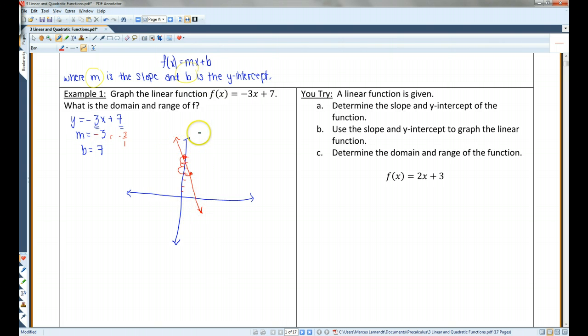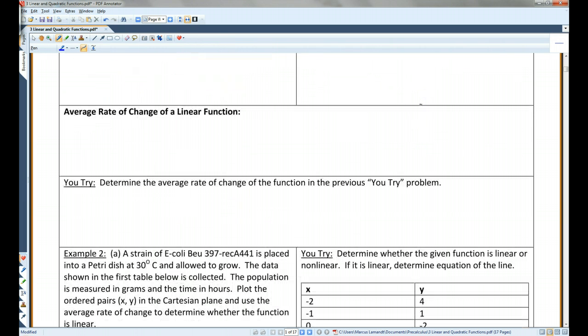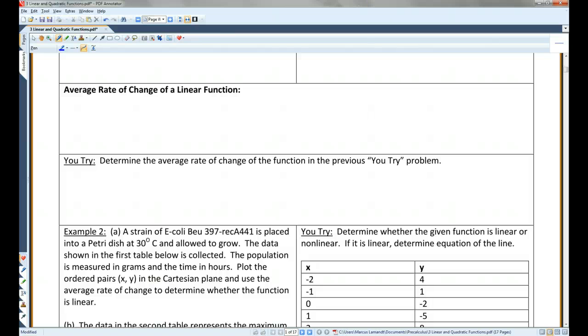Now this continues on forever in each direction. So both the domain and range are from negative infinity to positive infinity. Okay, I'll let you try this one. Average rate of change of a linear equation. The average rate of change is basically just the slope, the rise or the change in y over the run, or the change in x.